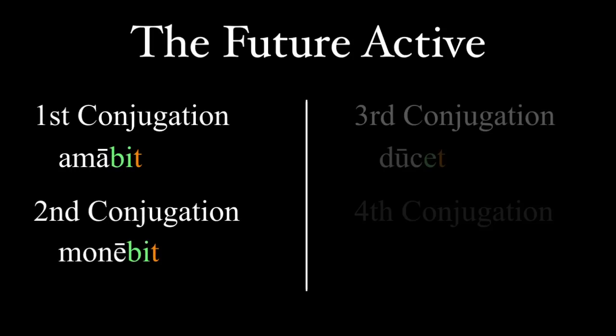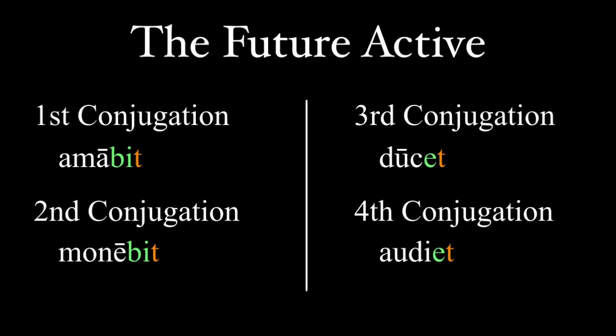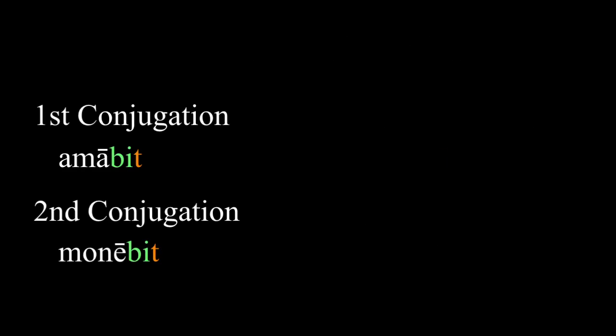To conjugate a verb into the future passive, you can use one of two methods. Just like the present and imperfect, you can easily figure out the future passive from the future active. You may remember that there are two ways, though, to form the future tense, one way for first and second conjugation verbs, and another way for third and fourth conjugation verbs. Let's start with the first kind.